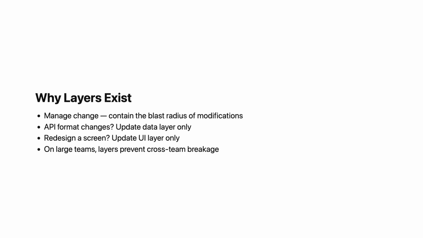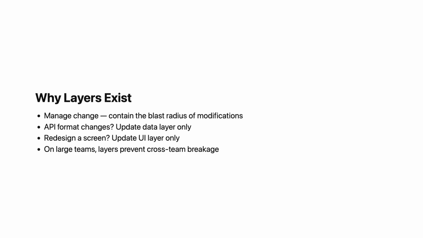On large code bases with multiple teams, layers prevent one team's changes from breaking another team's code. At the heart of layered architecture is the dependency rule. Inner layers must not know about outer layers. Your domain layer must not import anything from your data layer or your presentation layer. Dependencies always point inward. This is the rule that makes layers actually useful.